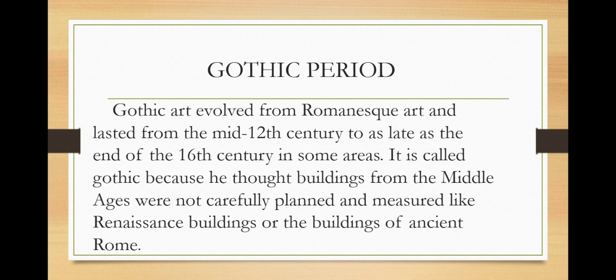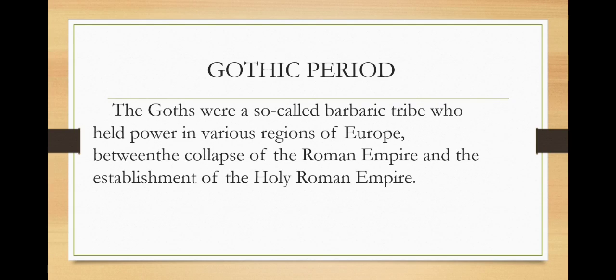It is called Gothic because he thought buildings from the Middle Ages were not carefully planned and measured like Renaissance buildings or the buildings of ancient Rome. So they thought, in the past, that Gothic was unplanned in its measurements. And then the Goths were a so-called barbaric tribe who held power in various regions in Europe between the collapse of the Roman Empire and the establishment of the Holy Roman Empire.